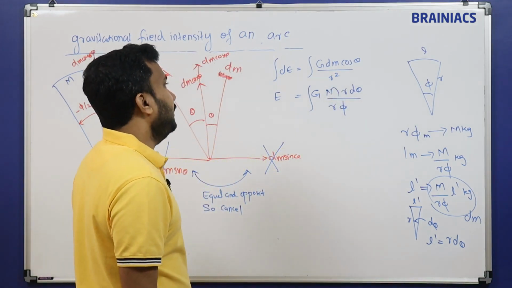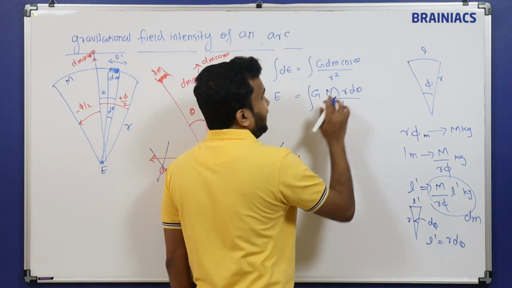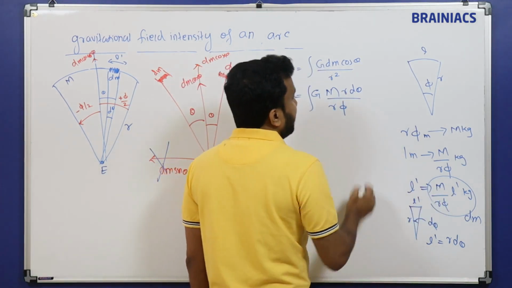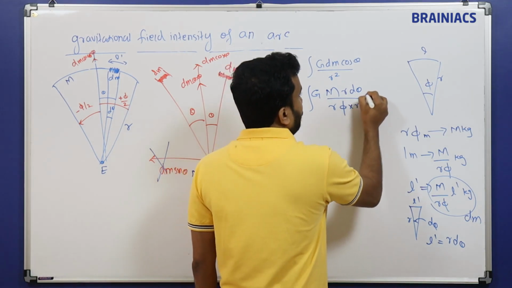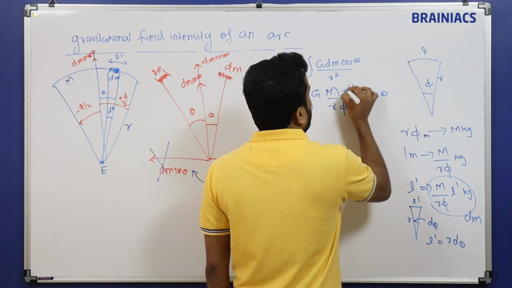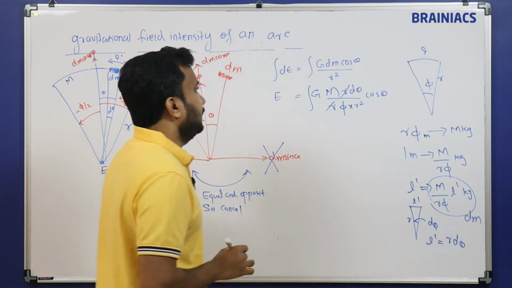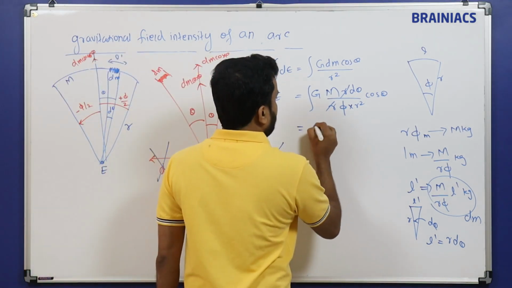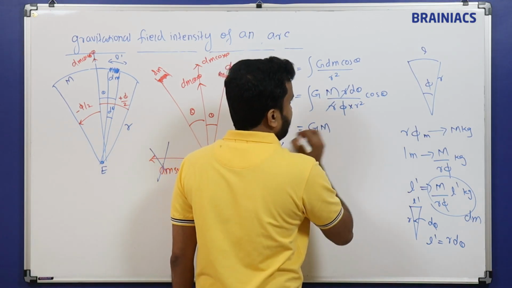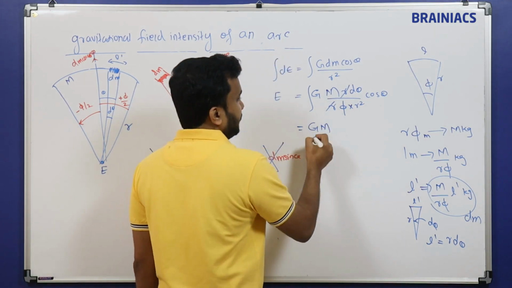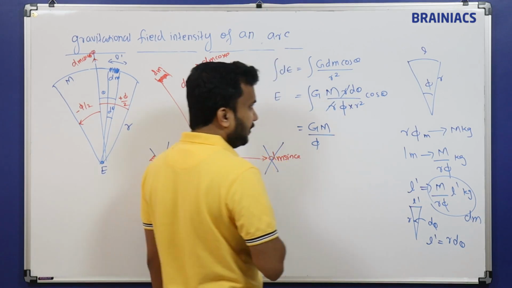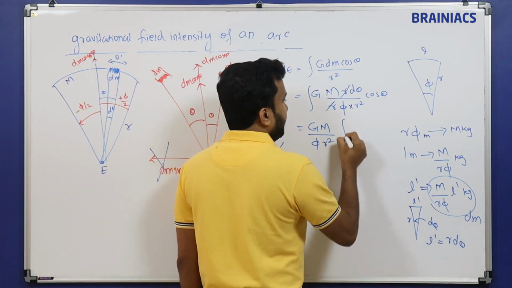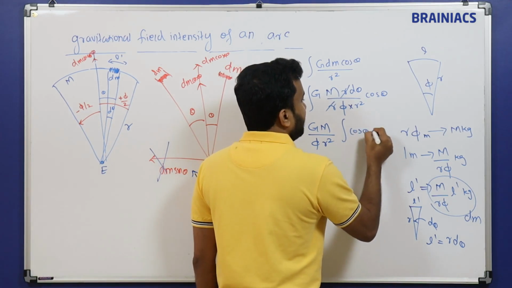Correct? Into r dθ dm. So dm into r dθ by φr into r square into cos θ. The r gets cancelled. So we'll take it outside. So GM divided by what are the things constant? φ is constant. φ is an angle which is fixed. φ into r square into integral cos θ dθ.